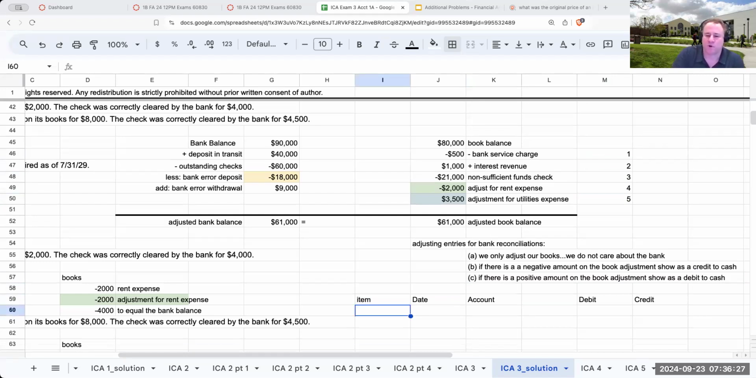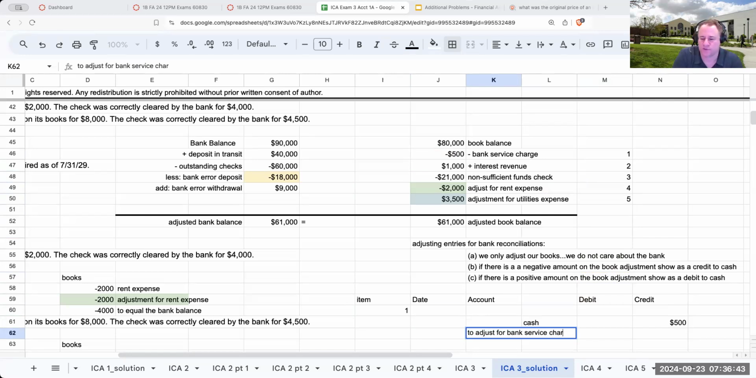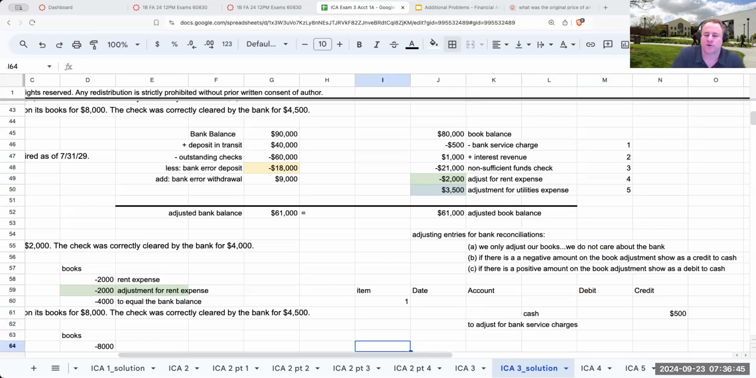Okay, so item 1 is a negative amount. So I know I'm going to have to credit cash for 500. And what I can call this is to adjust for bank service charges. Let's go to the next one.